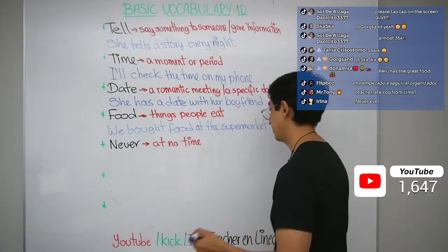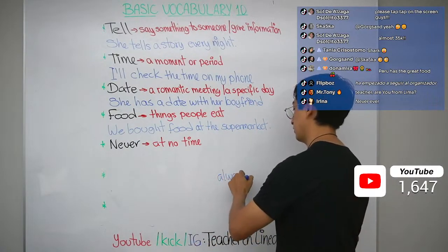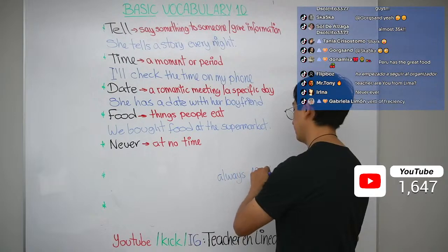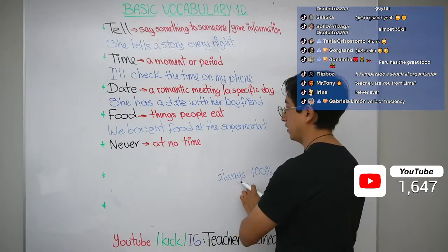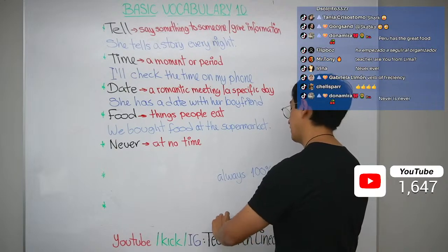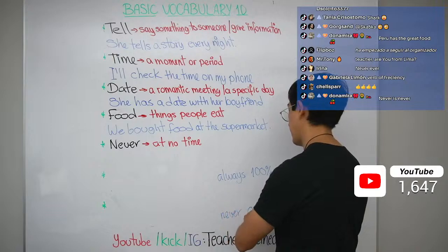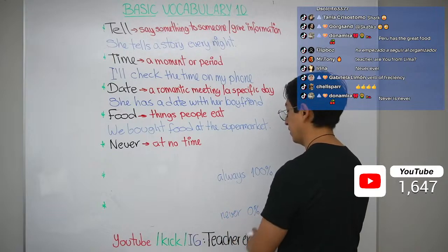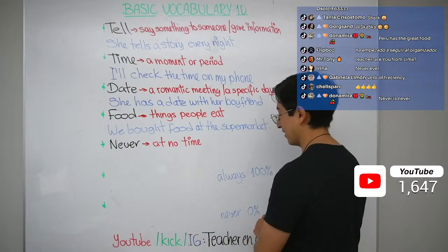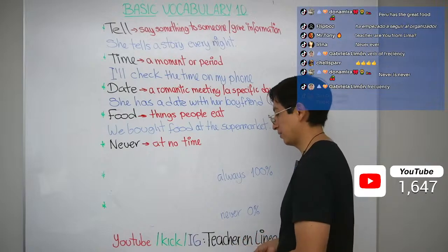We have here always, 100% of the times. I always take a shower. Yes. I always cook. Never is the opposite. Something that never happens, 0%. I never take a shower. I never cook. Yep, that is the opposite.